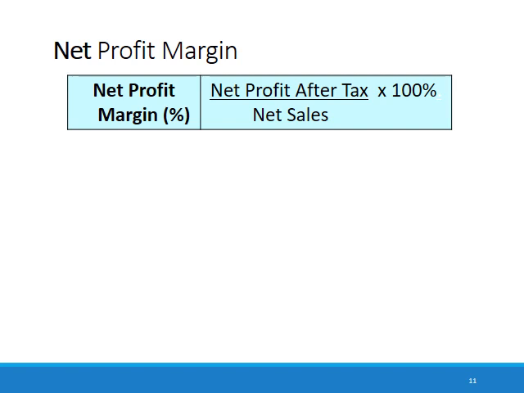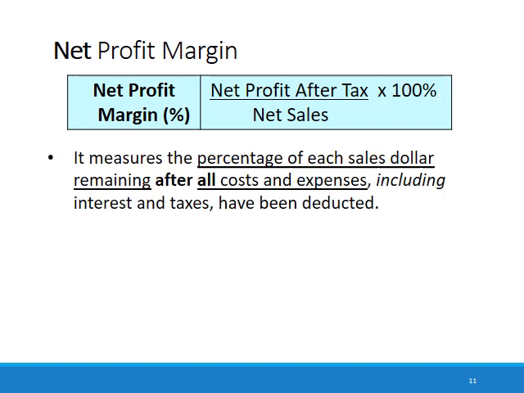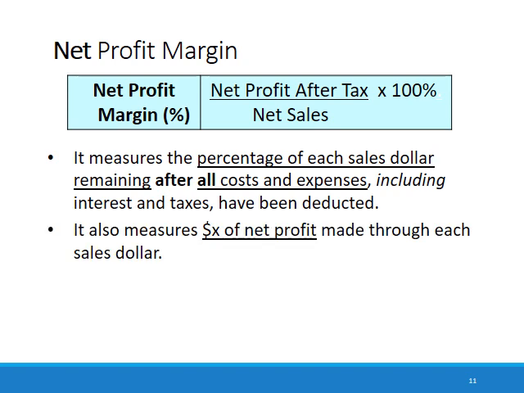Net profit margin equals net profit after tax divided by sales times 100%. It measures the percentage of each sales dollar remaining after all costs and expenses. So basically, after subtracting all the costs and expenses, including interest and tax that have been deducted. So it measures the X dollars of net profit made through each sales dollar.